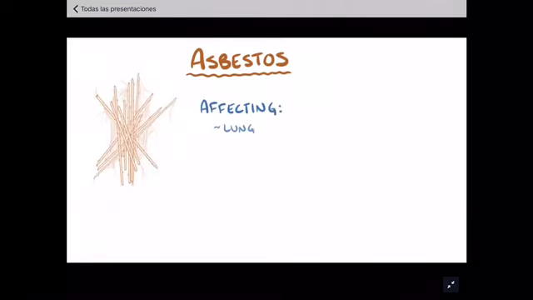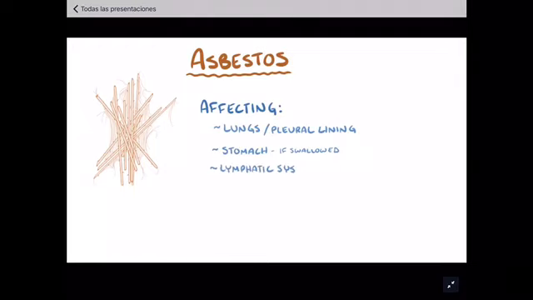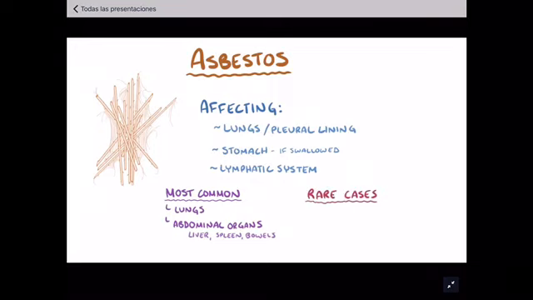In addition to affecting the lungs and pleural lining, asbestos fibers can also end up in the stomach if saliva containing the material or mucus from the airways is swallowed. Research is also being done to find out whether asbestos fibers are capable of traveling through the lymphatic system. Because asbestos fibers affect epithelial cells, they can cause mesothelioma in nearly any of the body's internal organs, but it's most commonly found in the lungs and abdominal organs, like the liver, the spleen, and the bowel, or in very rare cases, the pericardium lining of the heart and the testes.